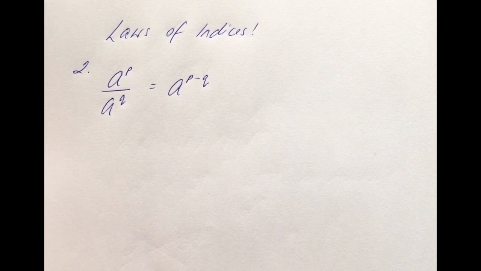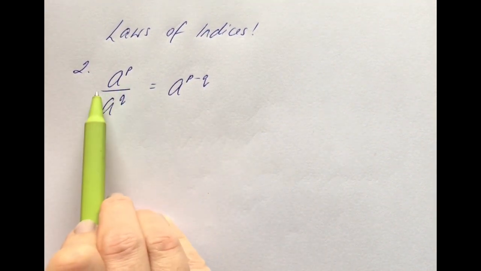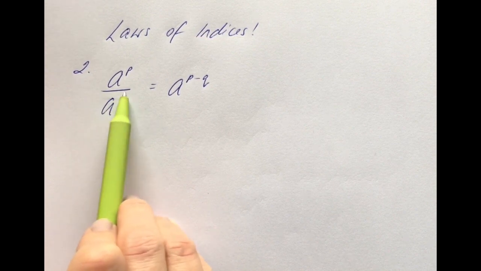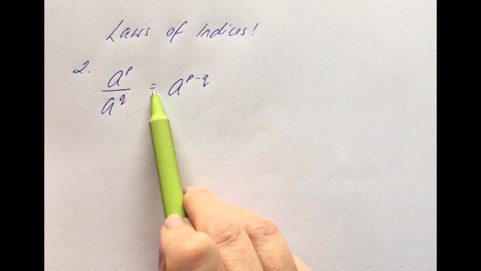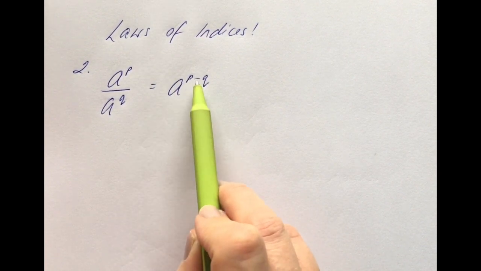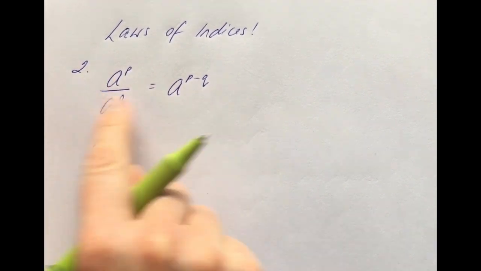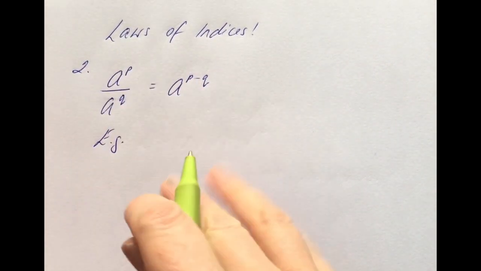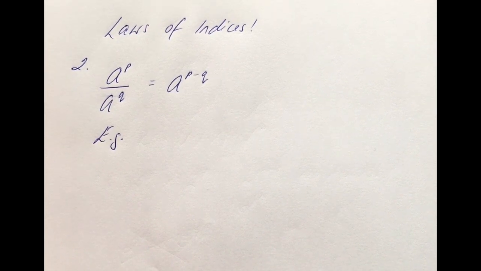The second law, as it appears in your list on page 21 of your log tables, is written like this. When you have a to the power of p divided by a to the power of q, with a division sign here, it is the same as a to the power of p minus q. Again, let's take a look because this can often be a little bit complicated. Let's take it in 2 examples so we can see a little clearer exactly what's going on.